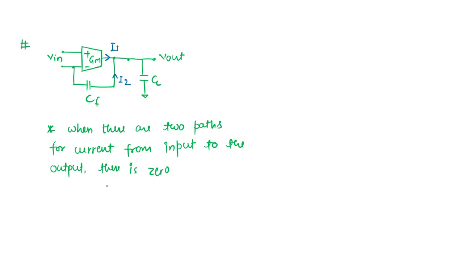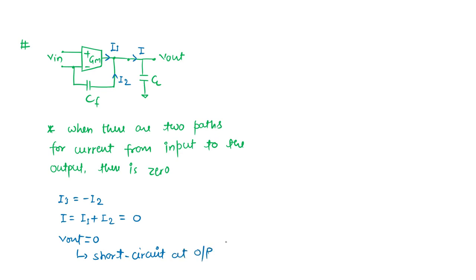Okay. So when there are two paths, then what we can see, if I1 equal to minus I2, then what is the net current generated here? This net current generated here, which was nothing but I1 plus I2 is equal to 0. So what is the output then? Output is 0. So in case of 0 output, we can consider short circuit at output, because output is 0 means it is shorted.